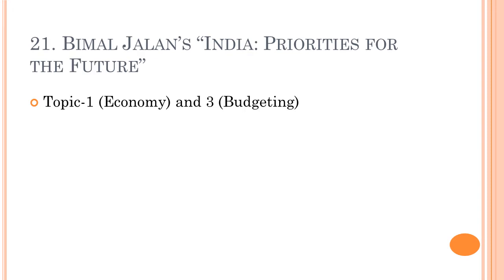Whenever you read The Hindu, there are different books, like on weekends they give a review of different books, even sometimes on weekdays, and you should take a cursory look at it, because you will realize that certain points are very important. Similarly here, Bimal Jalan is a former RBI governor, right? He has written a book called India: Priorities for the Future, right? So you can keep it in topic one, economy and budgeting also. Why budgeting, we'll talk about it.